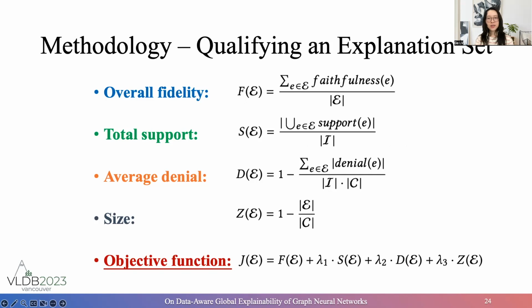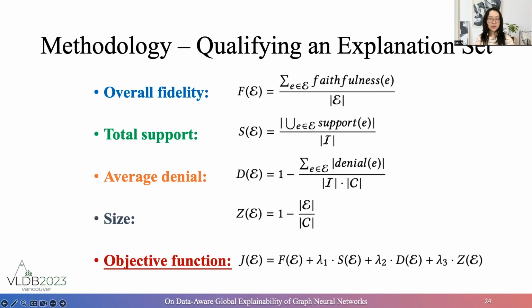With the help of metrics on individual candidates, we now define how to qualify the global explanation set. Primarily, we consider the overall fidelity of the explanation set as the average faithfulness of each single candidate in the set. Secondly, we favor a set with higher overall support, so we consider the union of support sets of individual candidates. Different from support, we care more about lower denial. Thus, we design the corresponding objective to minimize the average denial ratio out of all explanations in the candidate set. Finally, we seek an explanation set of a smaller size for ease of human understanding.